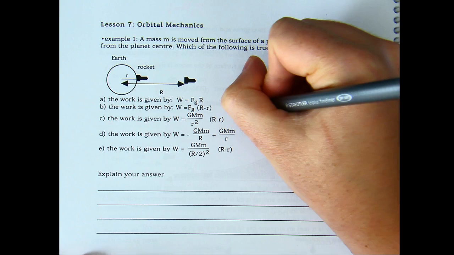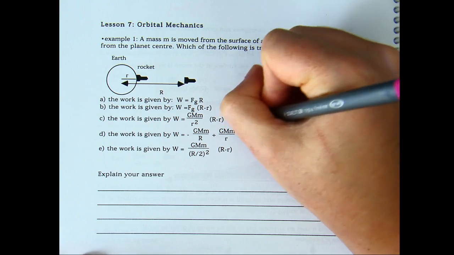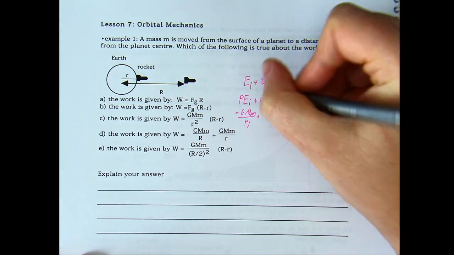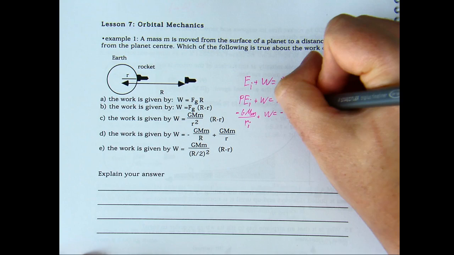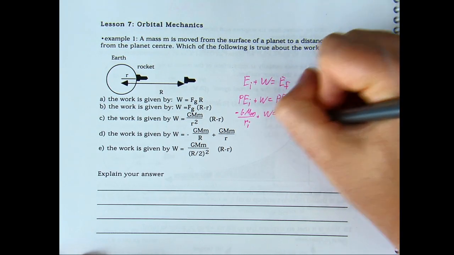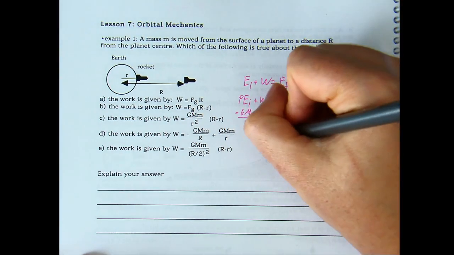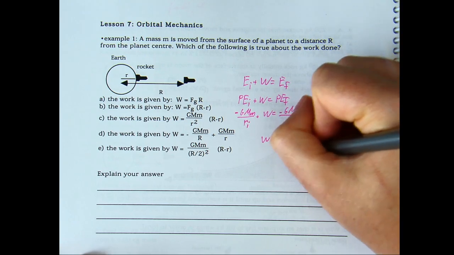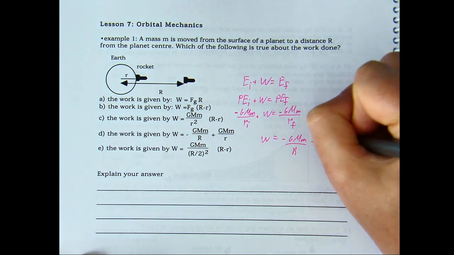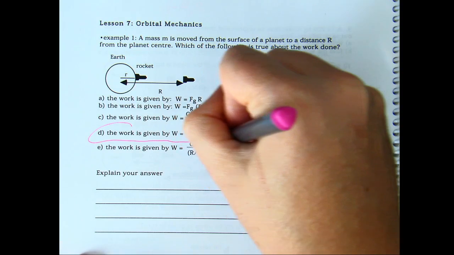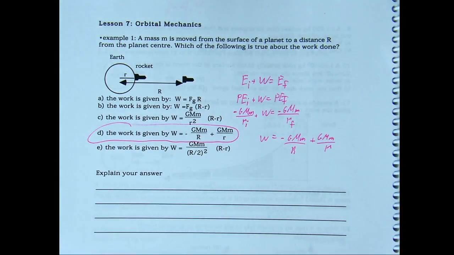So we've got potential energy initial plus work equals potential energy final. So we've got negative GMm over r initial, plus work, equals negative GMm over R final. We're going to add this to the other side because it's negative. So we're going to get negative GMm over big R plus GMm over little r. So that's this expression right there.